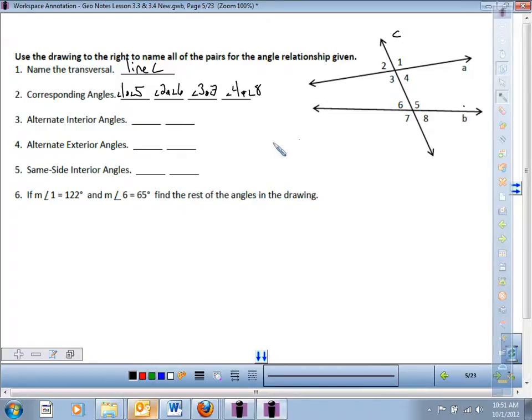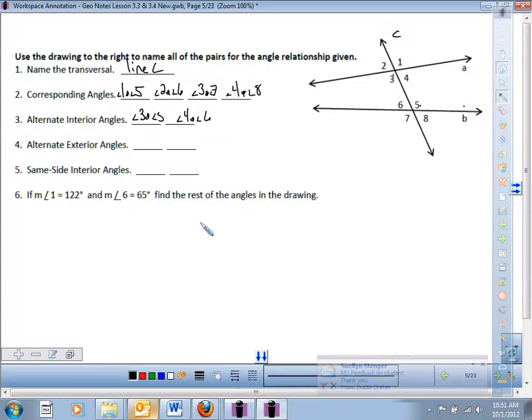Now let's go to alternate interior angles. Alternate interior angles are on the interior on alternate sides of the transversal. So we're not worried about 2, 1, or 7 and 8. 3 and 5. And then 4 and 6. So angle 4 and angle 6 are my 2 pair of alternate interior angles.